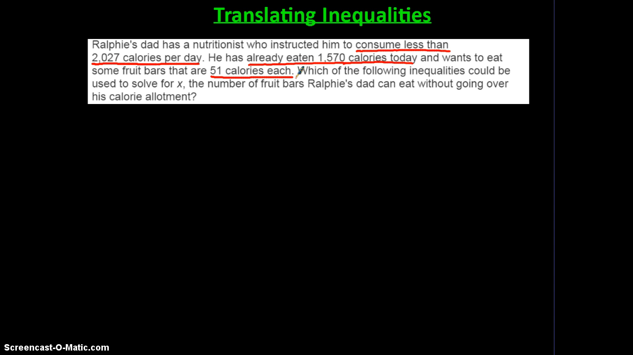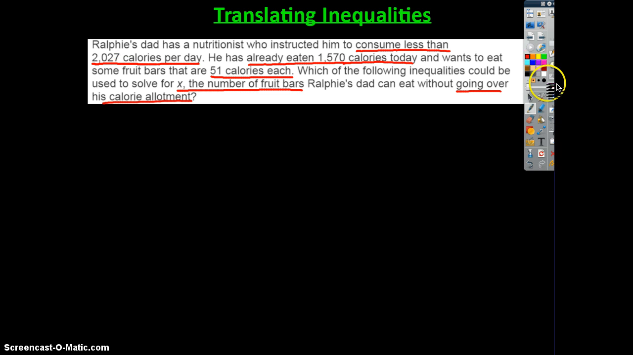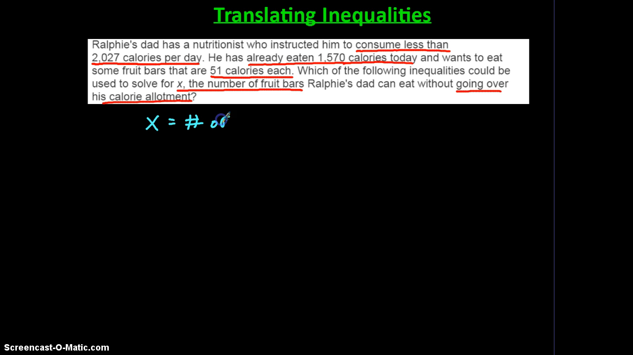In this case, again, this was a Study Island question, but here we're looking for x, the number of fruit bars Ralphie's father can eat without going over. This is the trick. You cannot go over that calorie allotment, which is that intake of 2,027 calories. Well, here's the information that we have. Here's what we know. We know that x represents the number of fruit bars.